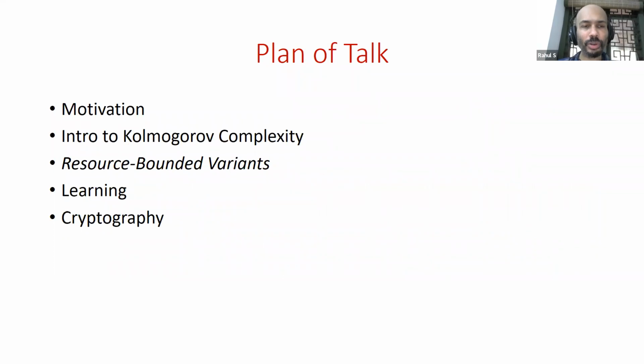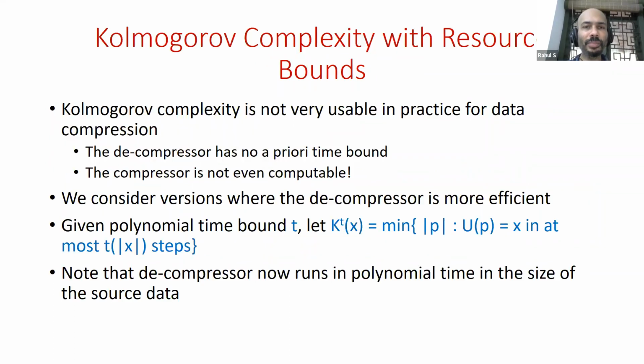Okay, now we're going to talk about resource-bounded variants of Kolmogorov complexity. As I mentioned before, Kolmogorov complexity is not very useful in practice for data compression, for a couple of reasons. The decompressor is computable, but it doesn't have an a priori time bound. The universal machine can run on the compressed representation and produce x, but we have no time bound on how long it will run. It can run for an astronomical amount of time. That's one issue. An even worse issue is that the compressor isn't computable. We can decompress data computably, but we can't compress data computably.